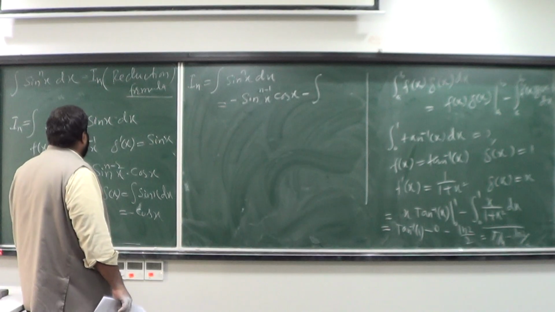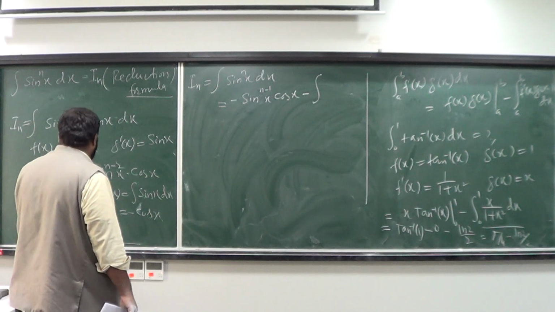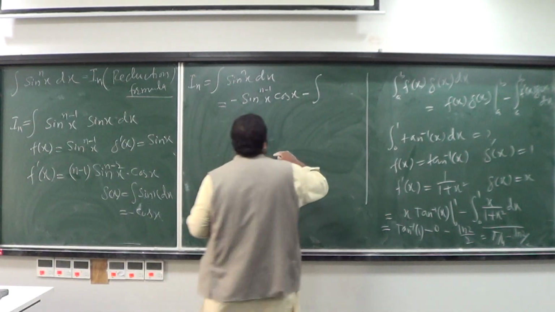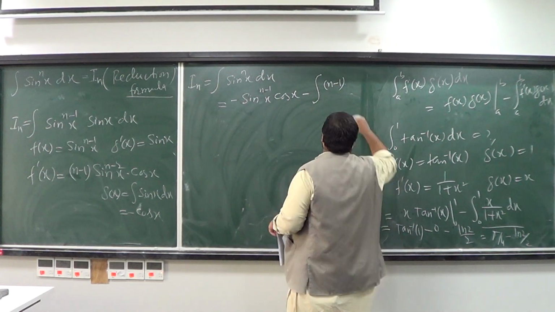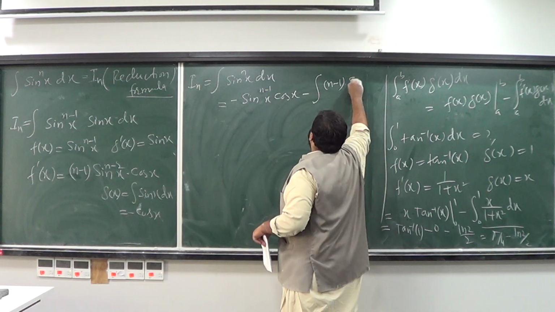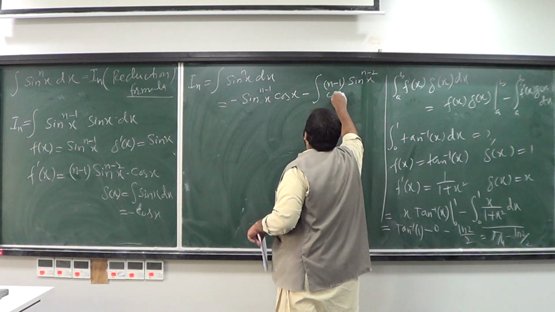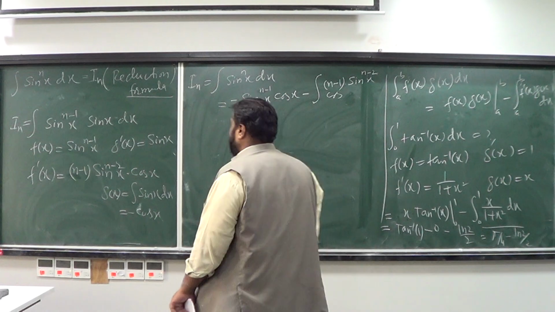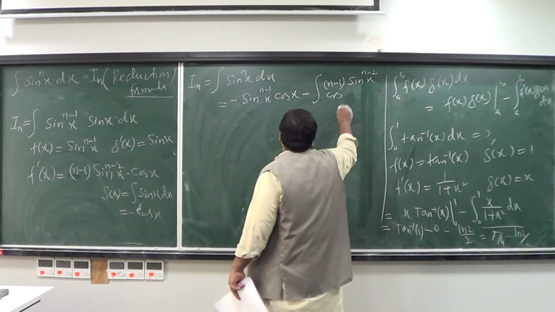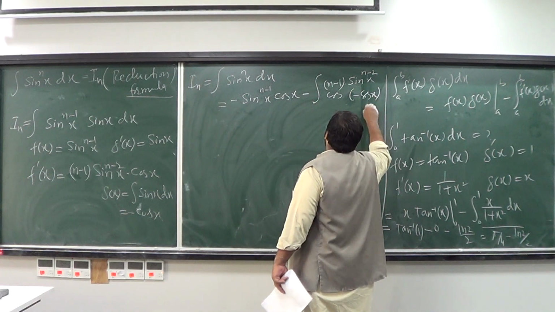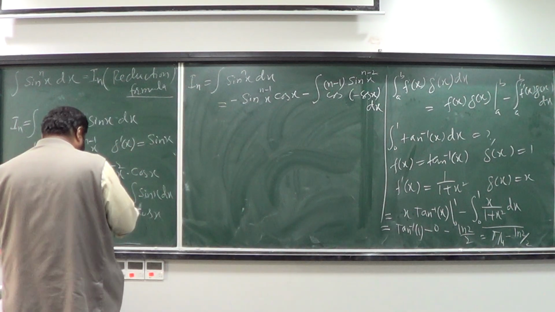So you're going to get sine^(n-1) x, but you have to put the f prime of x, so it's going to be (n minus 1) sine^(n-2) x times cosine of x, multiplied by g of x, so it's negative cosine of x actually, dx. This is what you're going to get.